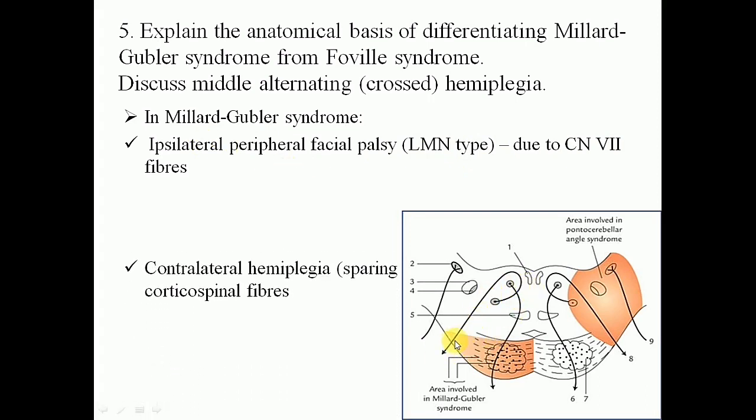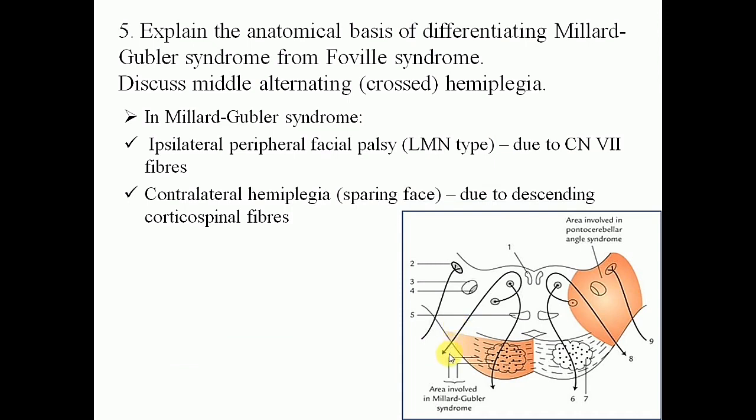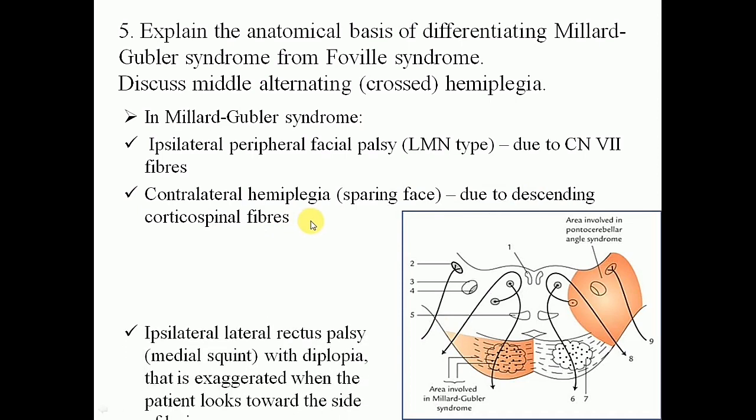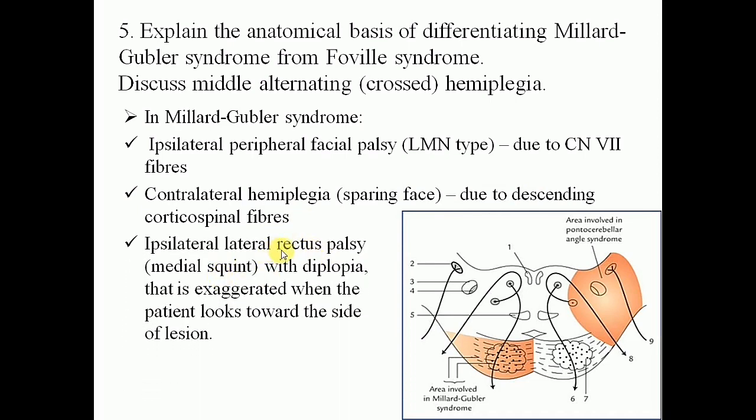Then there is a contralateral hemiplegia with sparing of face due to descending corticospinal tract involvement. And there is ipsilateral lateral rectus palsy in the form of medial squint with diplopia, that is exaggerated when the patient looks towards the side of lesion, and that is because of involvement of the ipsilateral abducent nerve fibers.